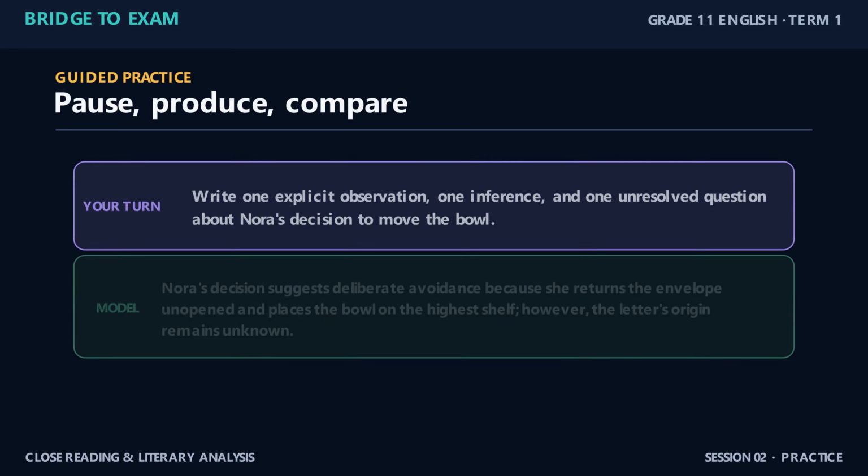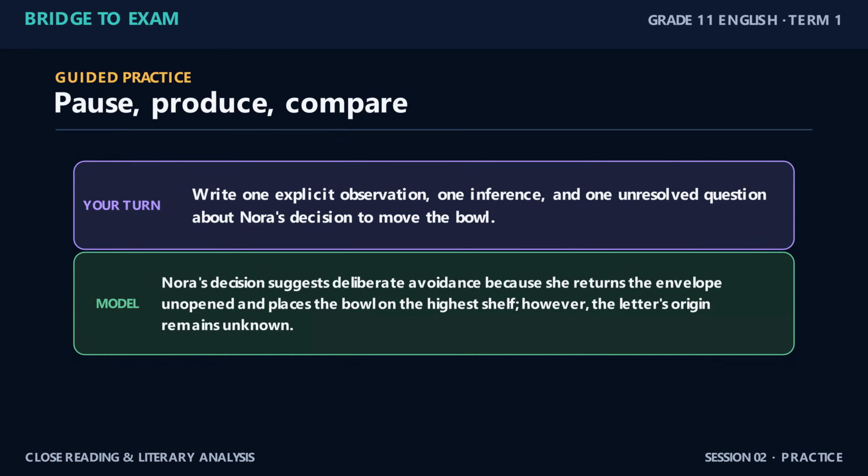Your turn. Write 1 explicit observation, 1 inference, and 1 unresolved question about Nora's decision to move the bowl. Pause the video and produce the response before listening further. Check that you have made a complete claim, used the most relevant evidence available, and explained the connection rather than expecting the evidence to speak for itself.